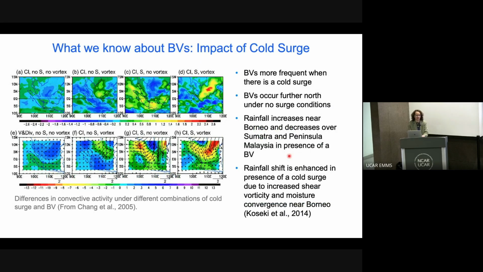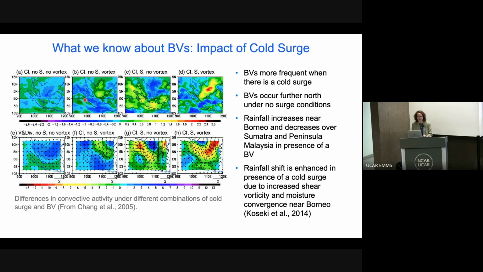What do we know about Borneo vortices already from the literature? An example is shown in this slide, where the figure was taken from the paper by Chang et al. In the top row, in shading, is the convective initiation. In the bottom row, we have the horizontal divergence close to the surface, as well as the horizontal winds. If we start at the top left, in the case with no cold surges and no Borneo vortex present, the light green, or generally the green colors, show us convective initiation. You can see it's occurring over Peninsular Malaysia, parts of Sumatra, and also Java. Where we have the convection, there we get low-level convergence.